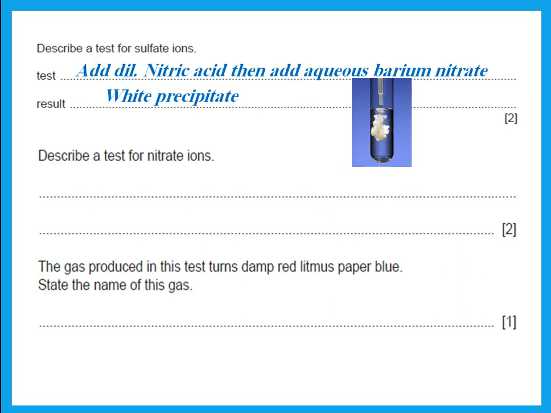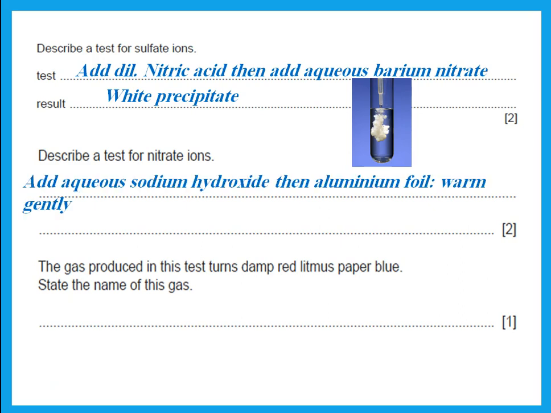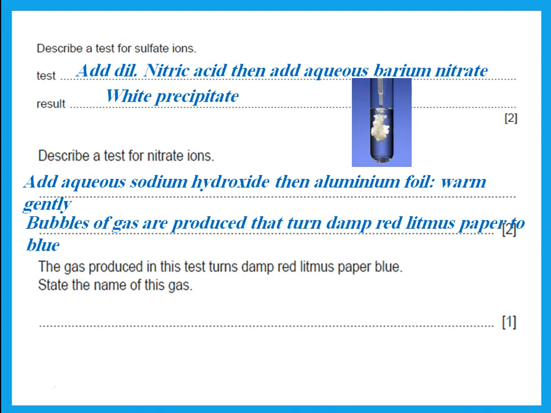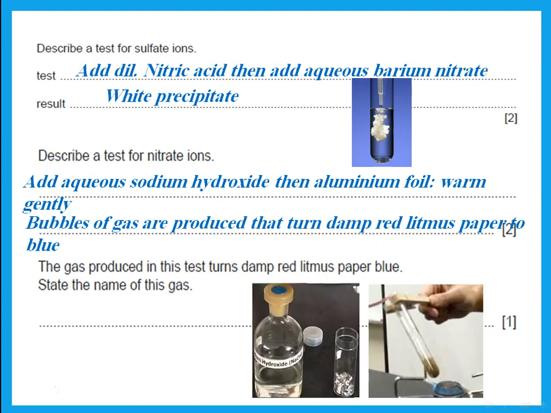This next question says, describe a test for nitrate ions. What was the test for nitrate ions? Remember, add aqueous sodium hydroxide, then aluminium foil and warm gently. What should we get? Bubbles of gas are formed that turn damp red litmus paper blue. Remember, this is the only test that needs aluminium foil. Aqueous sodium hydroxide, aluminium foil, and warm gently. The bubbles of gas produced turn damp red litmus paper blue because in this case it gives out ammonia gas. So the name of this gas is ammonia.